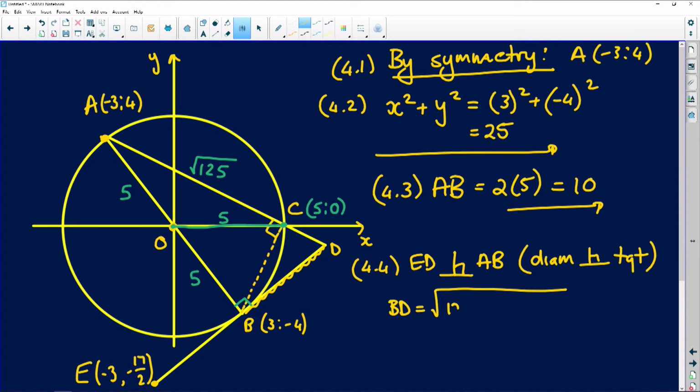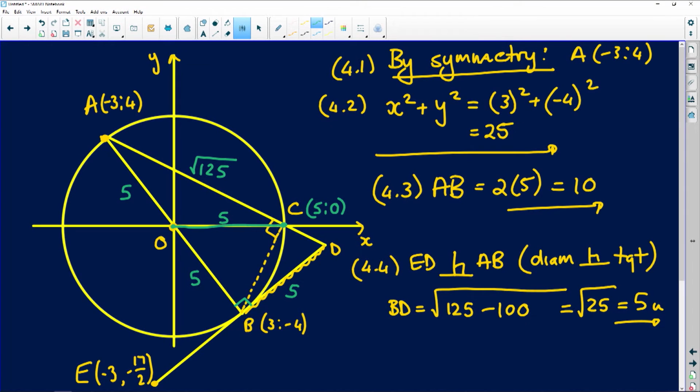So I should start with the root of 125 when it's squared, which is 125, minus this 100. And that gives us the remaining length, which is the root of 25, which we all know is 5 units long. So put that information on the diagram in case we need it. We know now that BD is also 5 over here. They wanted the length of BD. That was for 3 marks. That wasn't that difficult. Now we're moving to the next question for another 3 marks.